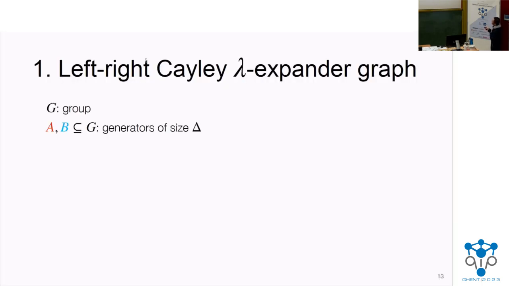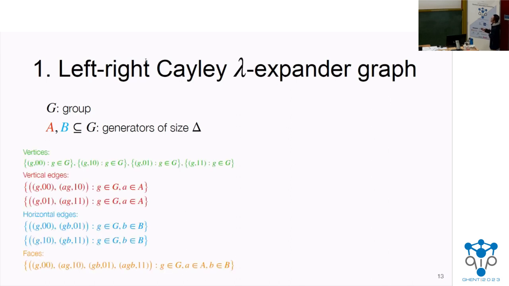Okay, so first is the graph. To get the left-right Cayley graph, you'll need a group G and then two sets of generators A and B, which later on will have size delta. From there, you can construct the vertices, edges, and faces. So let's start with the vertices. So here there are 4 groups of vertices. Each group has vertices labeled by an element in G. So essentially there are 4 copies of G.